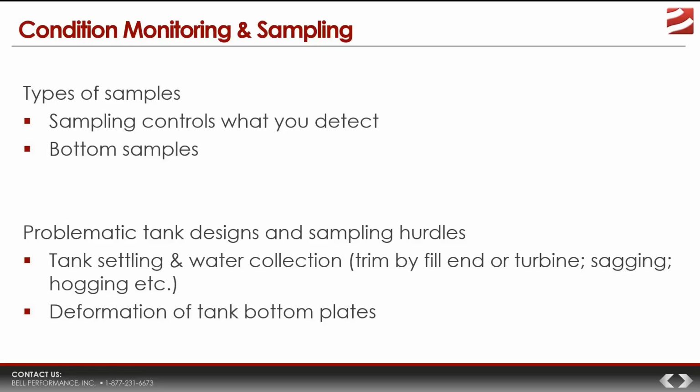There's also tanks that settle in a sagging pattern or a hogging pattern, where the center of the tank could be lower than both of the ends or vice versa. What that's going to do is essentially change the shape of the tank, causing water to build up in certain defined ways. If you want to get even more complicated, tanks have these bottom plates inside of the tank. They kind of reinforce the bottom.